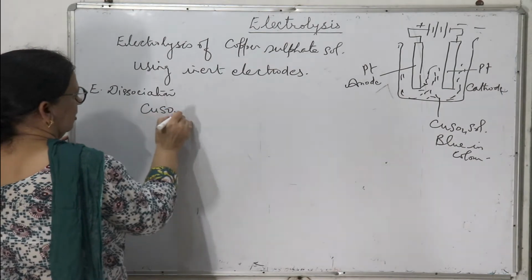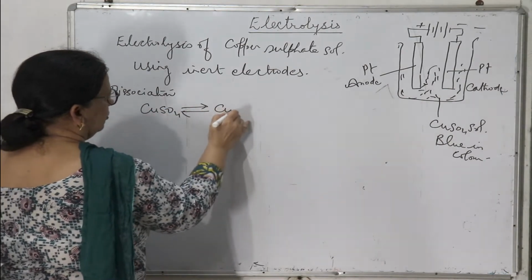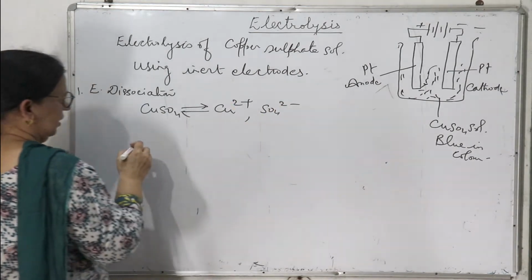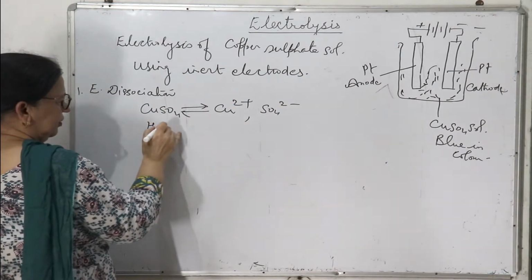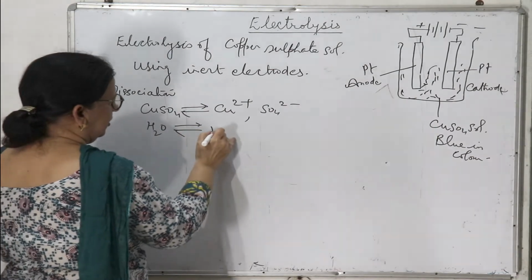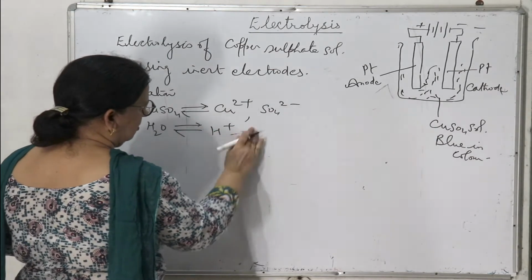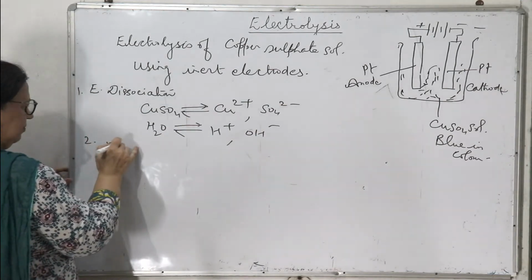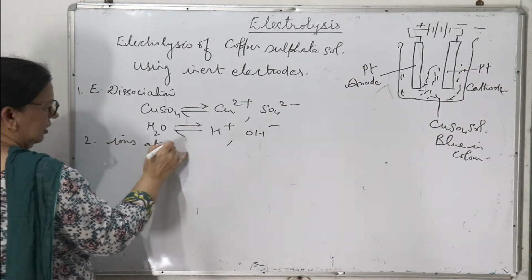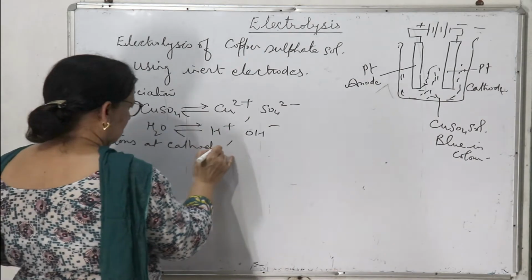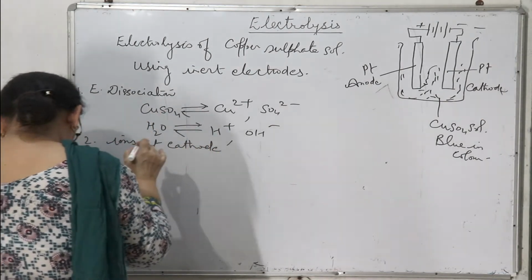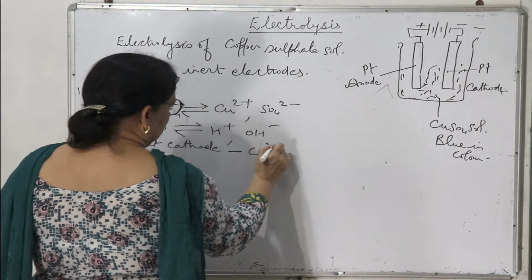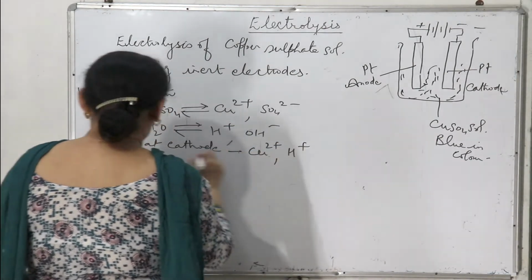Copper sulfate will dissociate into Cu2+ and SO4 2-. In the same way, water is there, so water will also dissociate into H+ and OH-. Second step, ions at the cathode. So which ions will move towards the cathode? That is Cu2+ and H+.